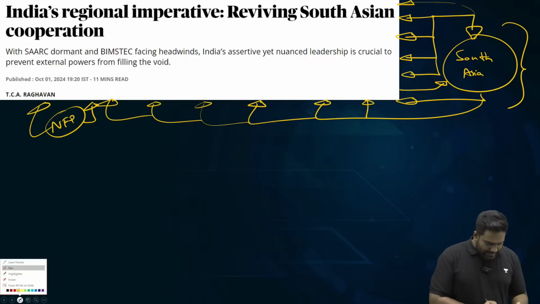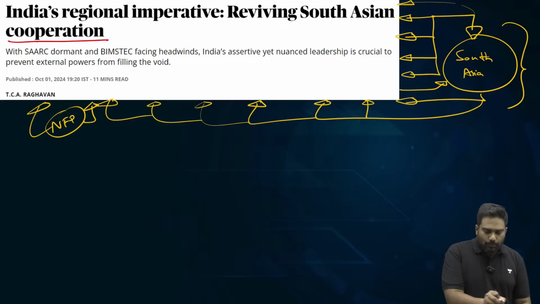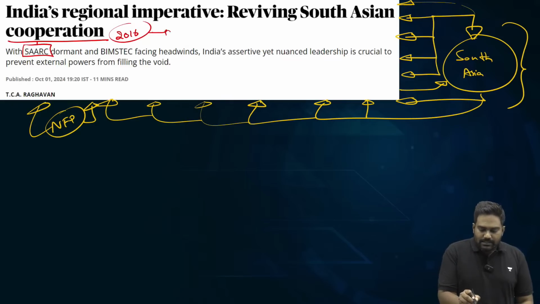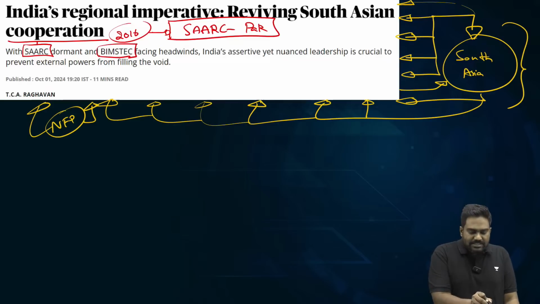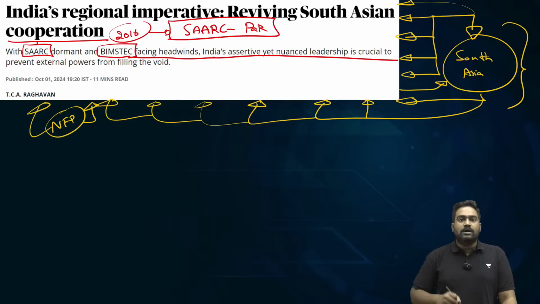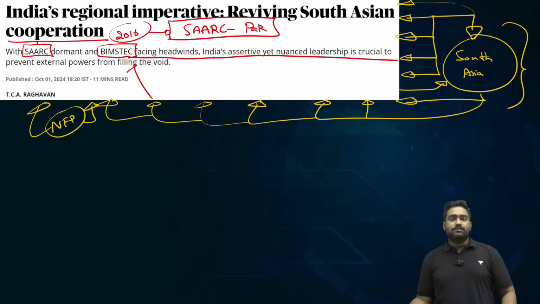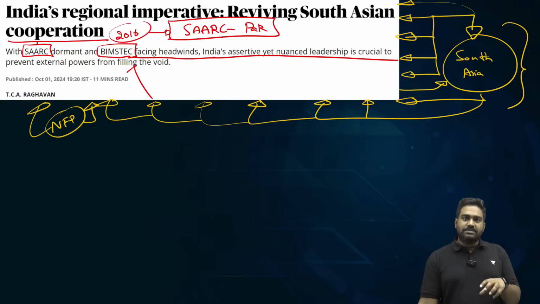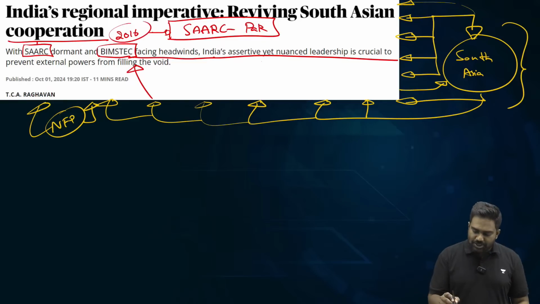So the writers are saying that we should focus on groupings like SAARC, which we neglected from 2016. Since we adopted the SAARC minus Pakistan strategy, we have sidelined Pakistan and even SAARC. We tried reviving BIMSTEC, but today BIMSTEC is facing its own hurdles and problems. Maybe in another session, we will discuss the problems with BIMSTEC. India was pinning its hopes on BIMSTEC as a replacement for SAARC, but the strategy hasn't really worked out. So it is important to focus on SAARC, which is the only regional grouping of South Asia.